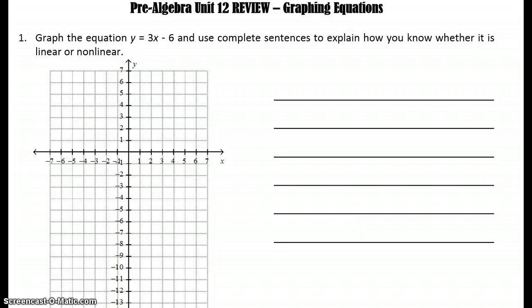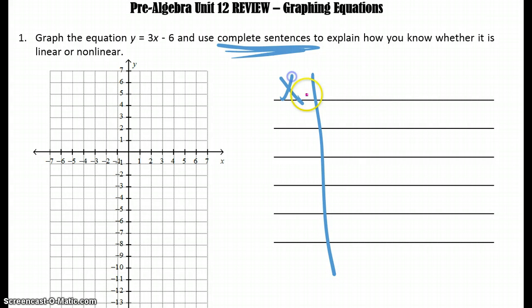Number 1 says graph the linear equation y equals 3x minus 6 and use complete sentences to explain how you know whether it's linear or non-linear. If I have an equation and want to graph it, the way I find the points is by making a table. I'm going to use these lines to help me make a table. This is where you will write your explanation. You could do it down below, but for space's sake, I'm going to do it right here.